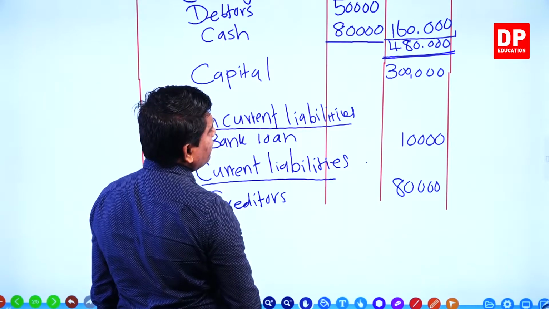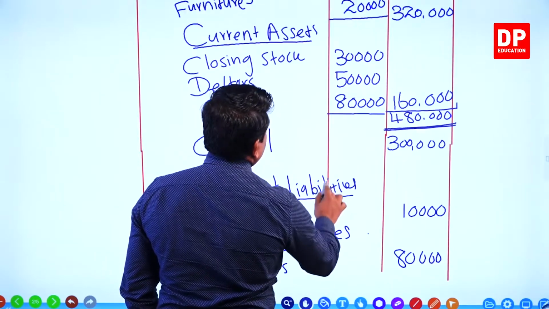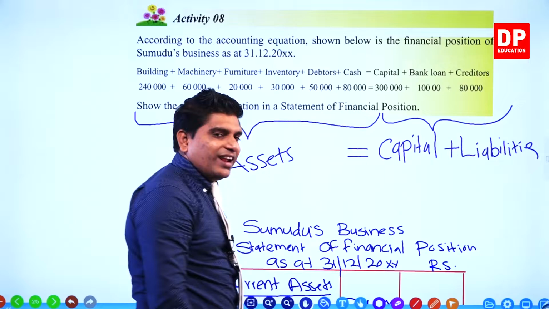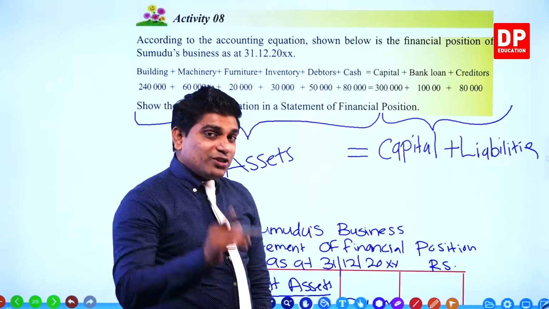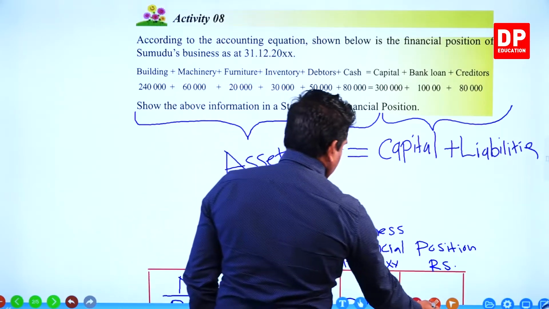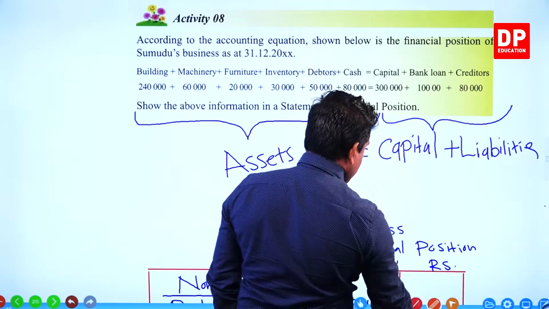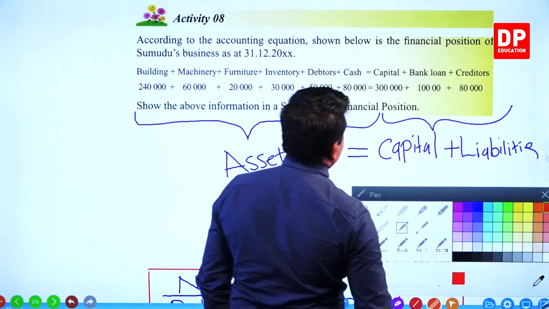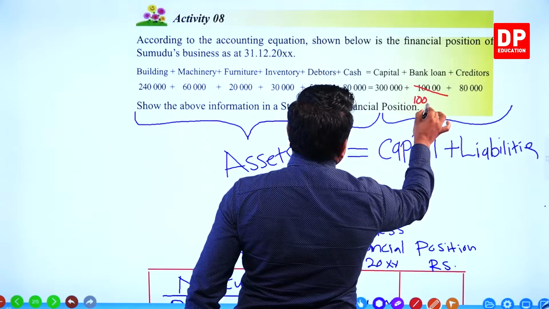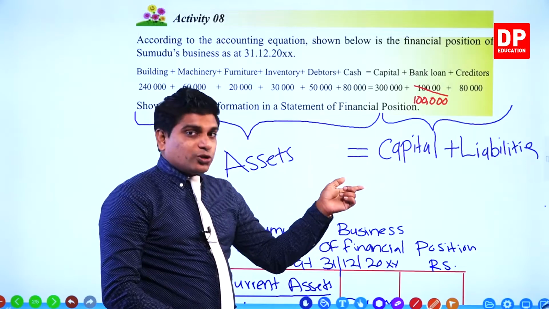Bank loan 10,000 given, no? Actually, in the textbook, bank loan here 10,000 is given, right? It's a mistake in your textbook. You have to change it. Bank loan should be how much? It should not be 10,000. It's a printing mistake in your textbook. It should be 100,000. You change these details in the textbook also, right?